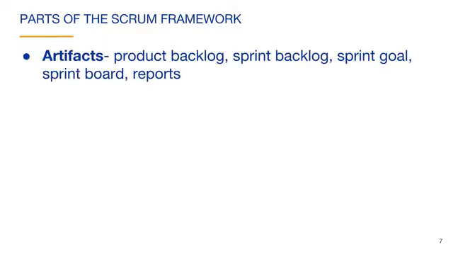There are 3 main parts of the Scrum framework. Artifacts are tools that allow for transparency of the project. They allow anyone with access to them to see the current state of the project. The artifacts that we will talk about in this video are the product backlog, the sprint backlog, the sprint goal, the sprint board, and sprint reports.